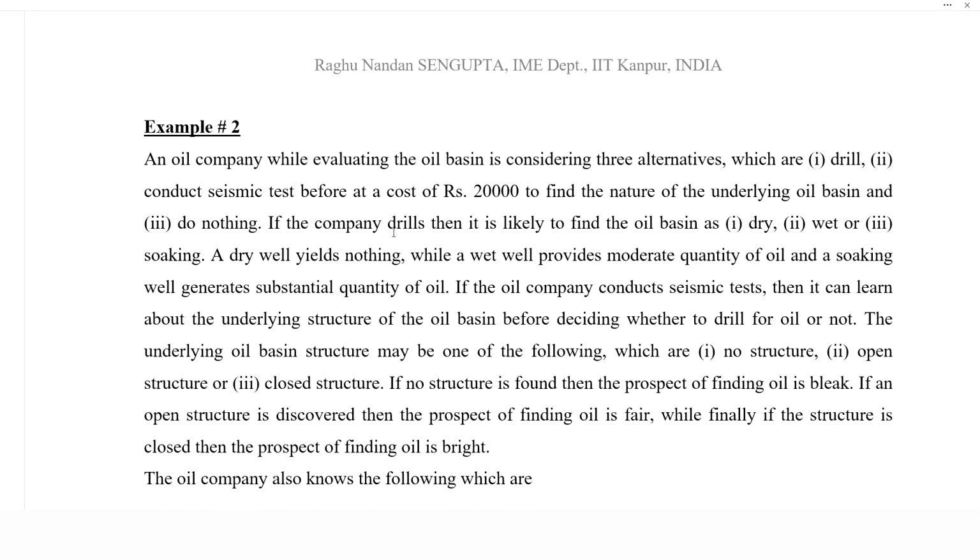An oil company, while evaluating the oil basin, is considering three alternatives, which are drill, conduct seismic test before at a cost of 20,000 and find the nature of the underlying oil basin, and finally do nothing. So, the company can have three alternative courses of action: it can drill directly, it can conduct seismic test before, which costs about 20,000, and another is do nothing.